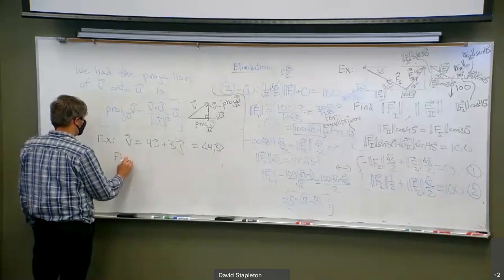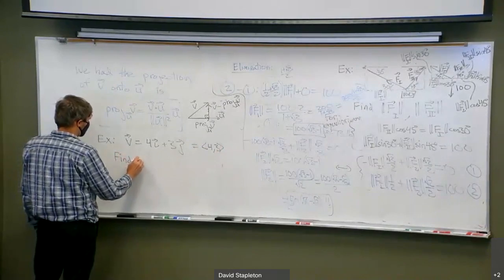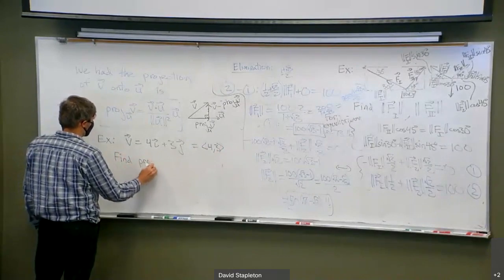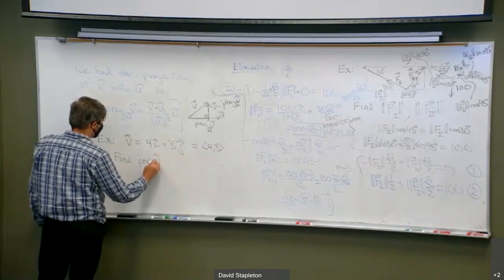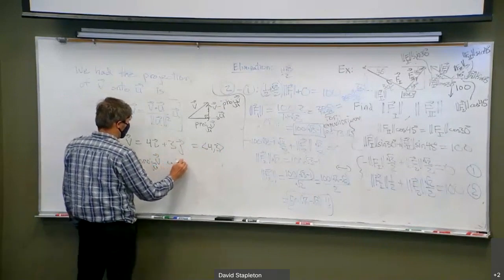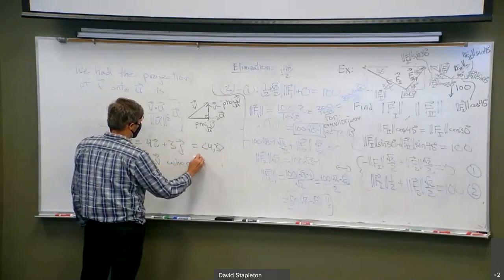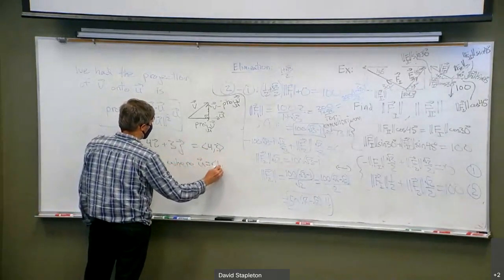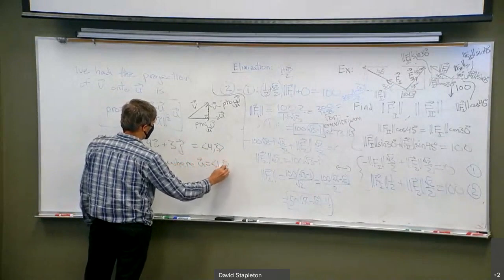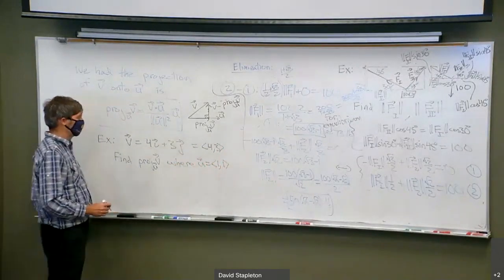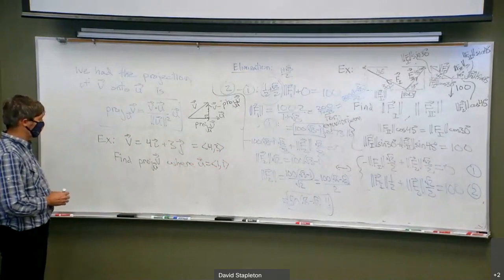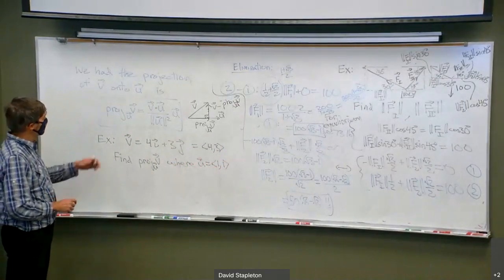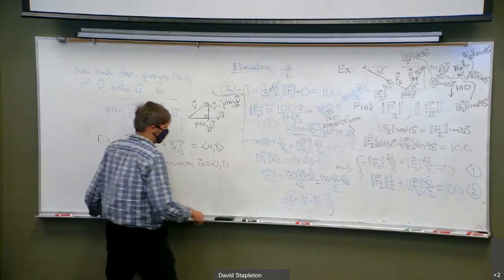Find the projection of V onto U, where U is the vector 1, 1, splitting the two axes, X and Y. What is the projection of this vector onto the vector 1, 1? It's all just a matter of calculating this formula.